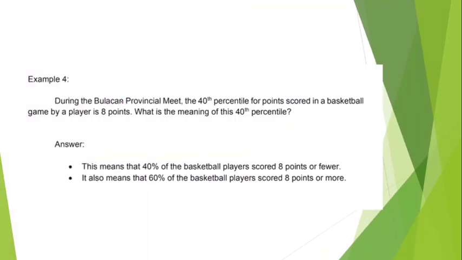Example 4. During the Bulacan Provincial Meet, the 40th percentile for the point score in a basketball game by a player is 8 points. What is the meaning of this 40th percentile in the provincial meet for basketball at 8 points? In the 40th percentile, we base on the given points and percentage. Then we are going to indicate also the remaining.